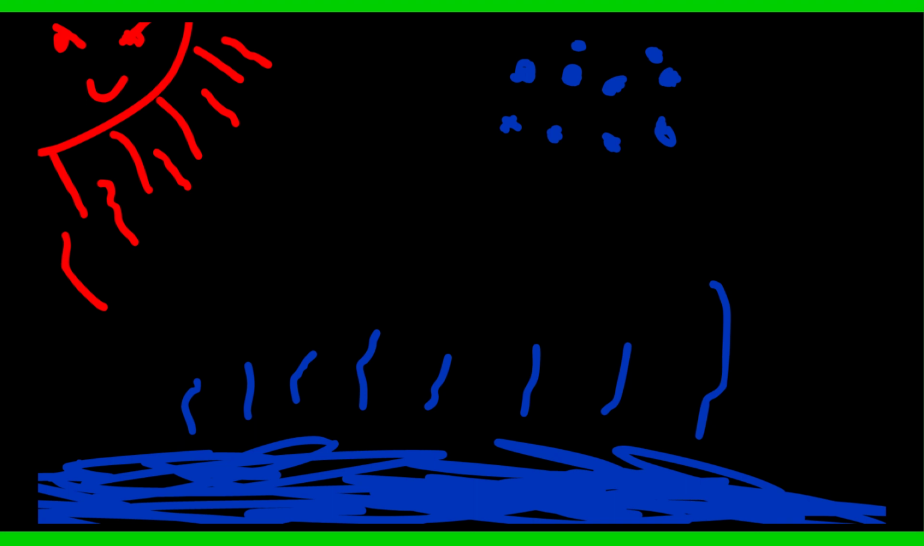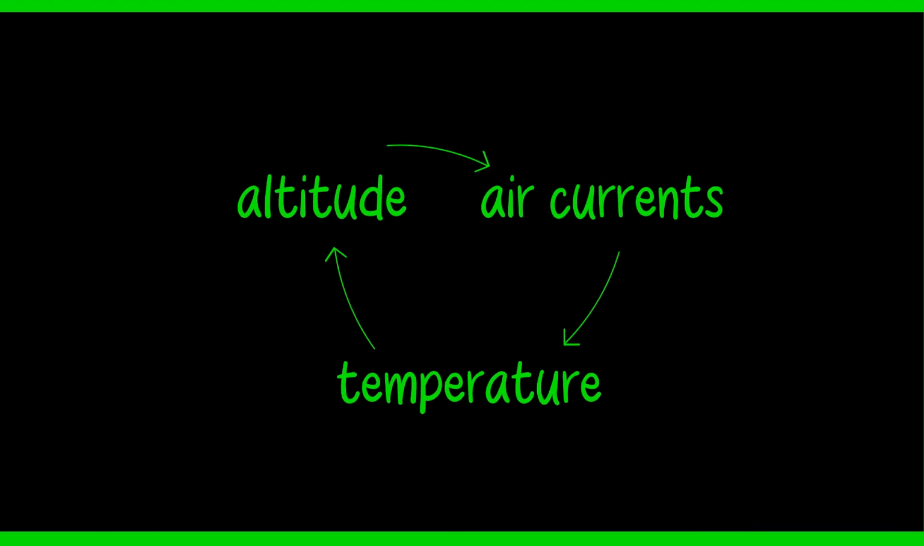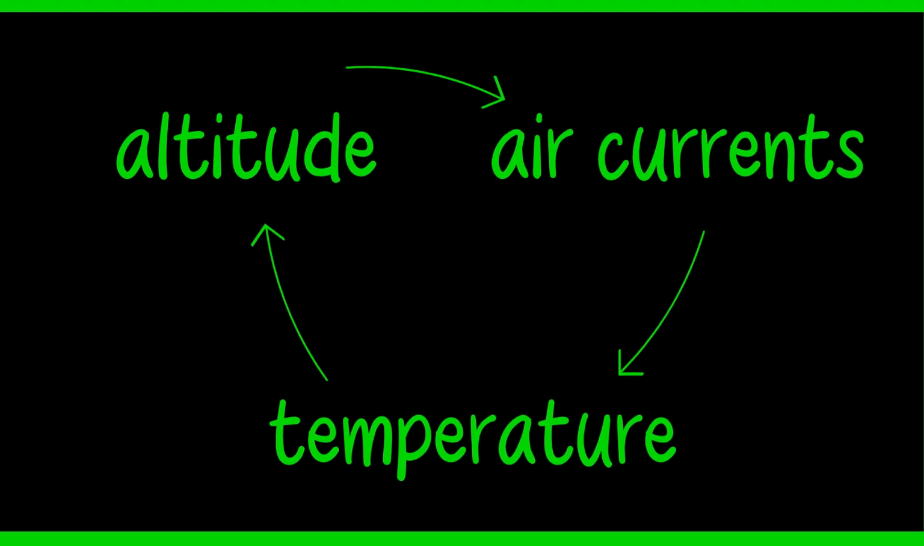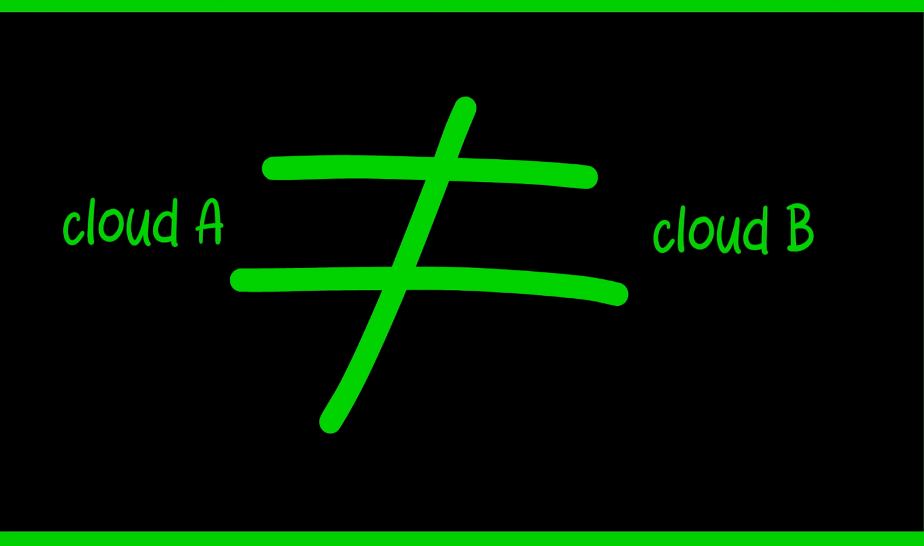These droplets are tiny, each about 0.01 millimeters in diameter. They are so small that they can float in the air. When many of these droplets come together, they form a cloud. Depending on the altitude, temperature, and air currents, these clouds can take on different shapes and sizes. There are different types of clouds, each with its unique characteristics.